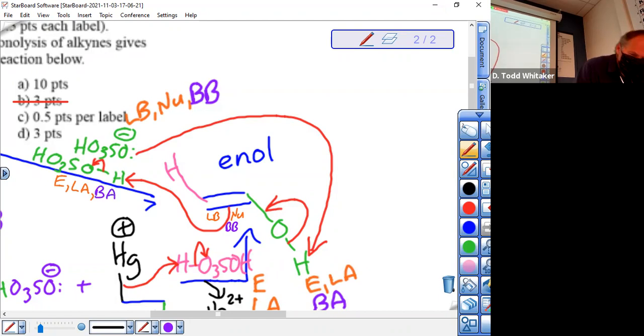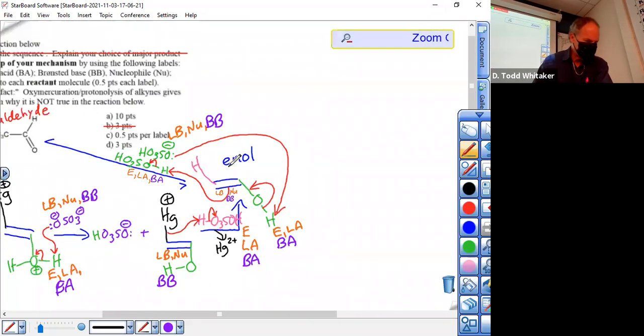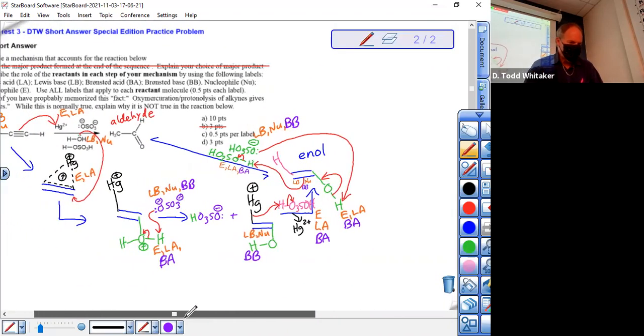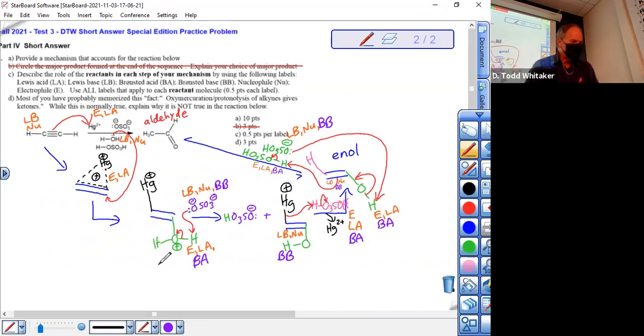There's 6 points of labels for the tautomerization. Yeah, that's what it's doing. I know. Just the labels. 1, 2, 3, 4. And then 3 more, 7. And then 3 more, 10. And then 3 more just for this triplet is 13, and then 3 more, 16 points for part C. Part B, 16 points.